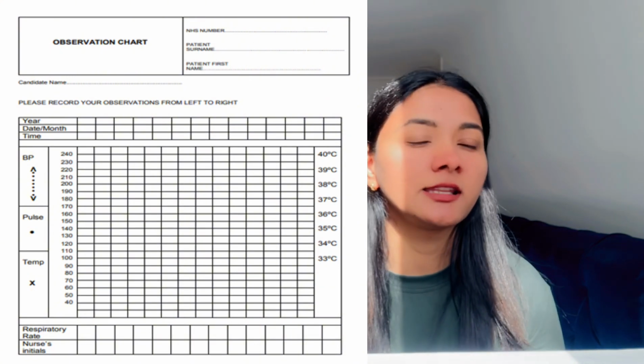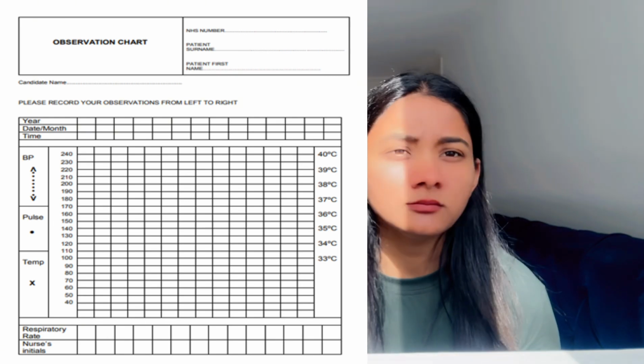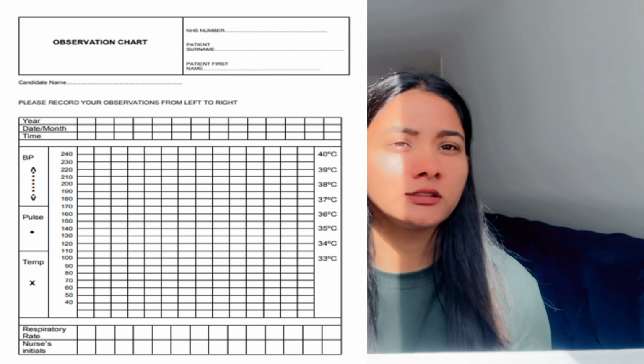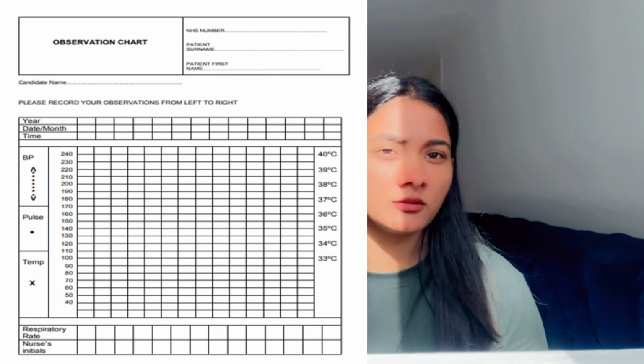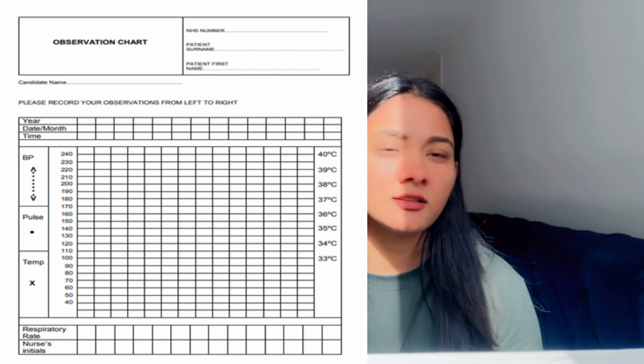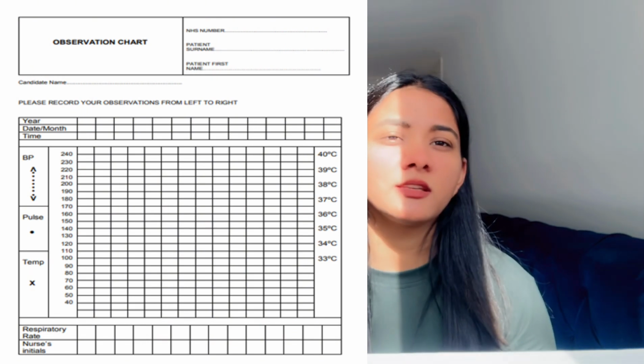Use the signs they are giving you to use, and if you are not using them, they will fail you. That is not the complete or the right documentation. You have to follow their principles. You have to follow NMC guidelines while doing the documentation. So that is the basic observation chart.